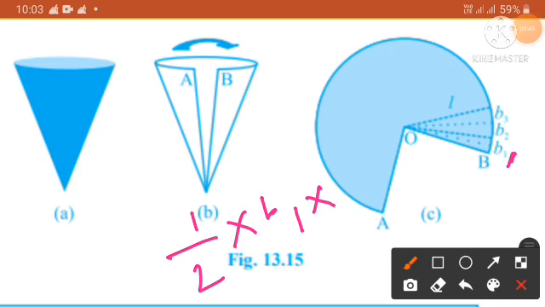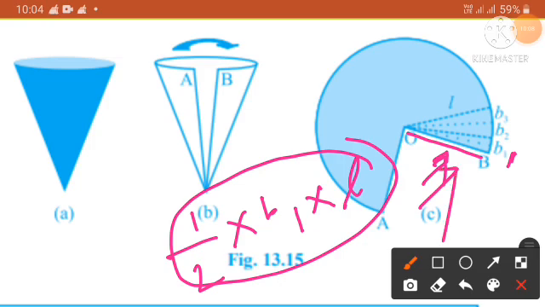Okay, that means the height, here it is L, this height L. Area of the first triangle is half B1 and L, and for the second triangle it will be half B2 into L, and for the third triangle it will be half B3 into L, where L is the height, here it is the slant height L. Okay, so this is for all the bases B1, B2, B3, and so on, extending to the complete curved boundary.